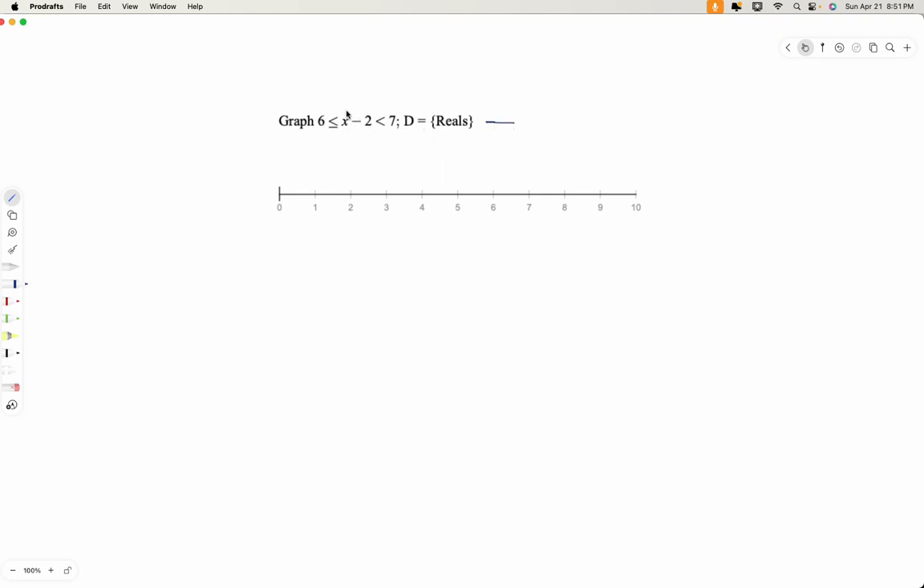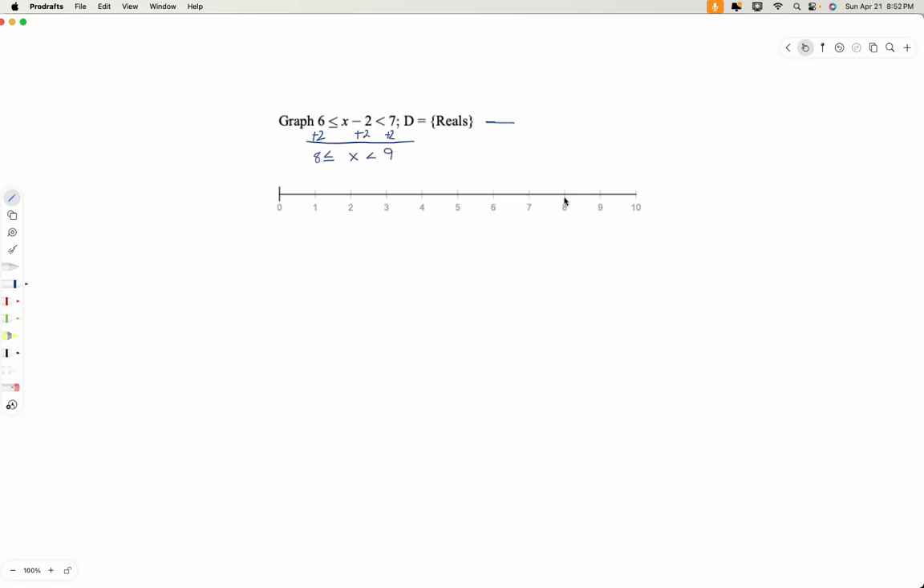So the first thing we need to do is get x all by itself. There's no negated inequality signs, so we move on to getting x by itself. In order to do that, I have x minus 2. I have to add 2 in order to get x back to x, right? So plus 2 to each section, so all 3. This gives me 8 is less than or equal to x, which is less than 9.